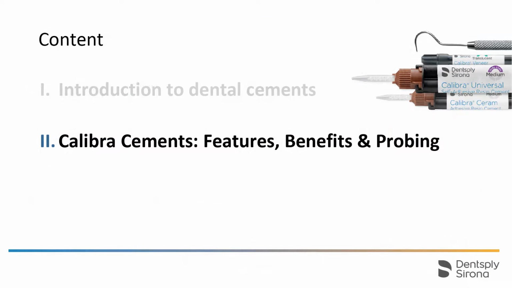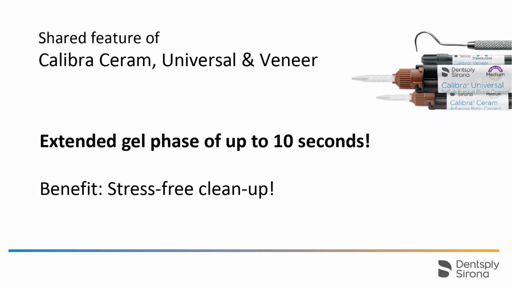Now, let us consider the advantages and benefits of Calibra cements, as well as some suggestions for possible sales negotiations with customers. The three Calibra versions, Ceram, Universal, and Veneer, have some product advantages in common, while some others are specific. Let us first take a look at the shared advantages. The first and perhaps most important advantage is the tack curing or extended gel phase of up to 10 seconds, provided by all Calibra cements. But what does tack curing of cement and gel phase mean?